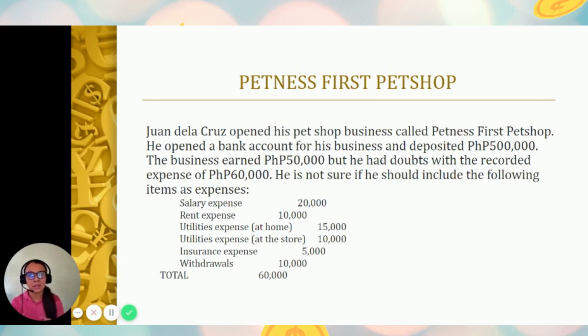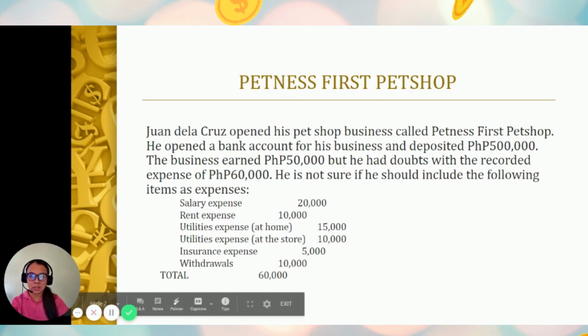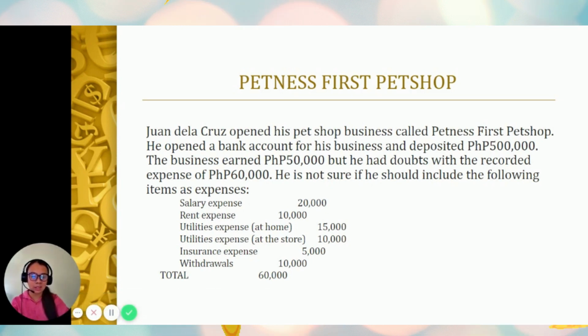Now let's look into each of the items and identify if each of them should be included in the expenses. The first one is the salary expense, which amounts to 20,000. This one should be included since it is related to the operations of the business. This salary is given to those people working for your business. The next one is rent expense. In this case, it amounts to 10,000. Rent expense in this case should be included because this rent is for the business.